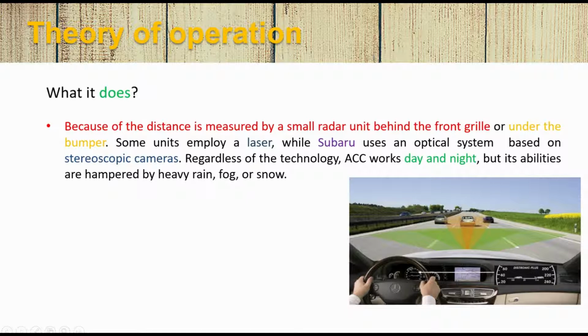What it does: the distance is measured by a small radar unit behind the front grille or under the bumper. Some units employ a laser, while Subaru uses an optical system based on stereoscopic cameras. Regardless of the technology, ACC works day and night, but its ability can be harmed by heavy rain, fog or snow. That means it can be disrupted by snow and rain, and its ability will decrease.